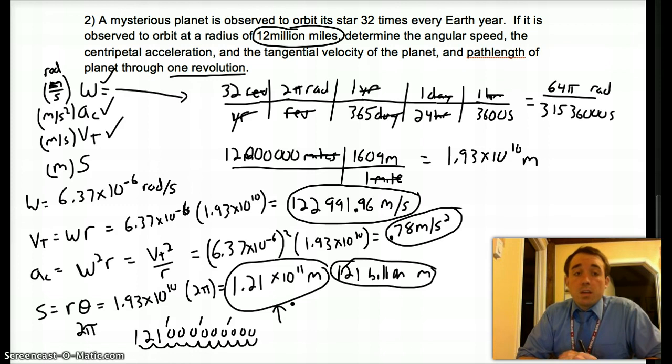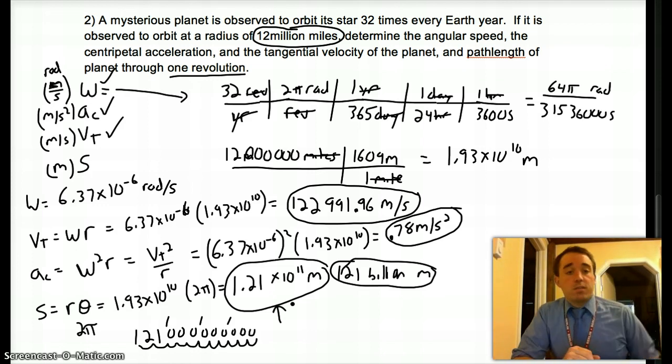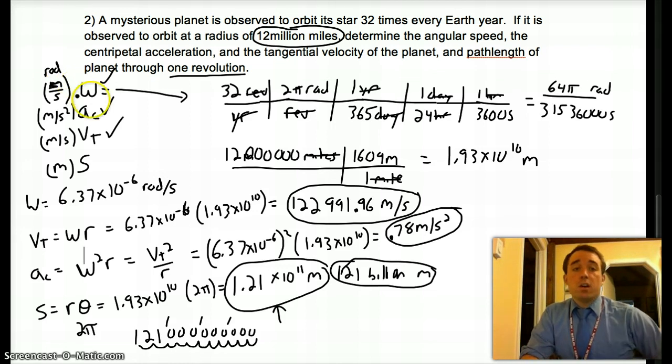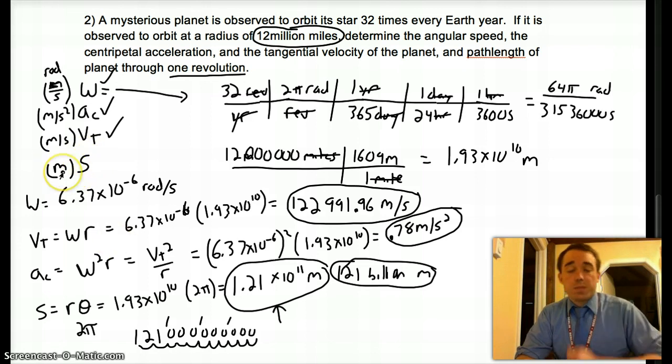So, this type of problem, the key thing is really just a lot of conversions and a lot of plugging in and trying the different equations and making sure we have the right units. Omega has radians per second, centripetal acceleration, meters per second squared, tangential velocity, meters per second, and S, remind you, is path length, which has units of meters because it's a length.